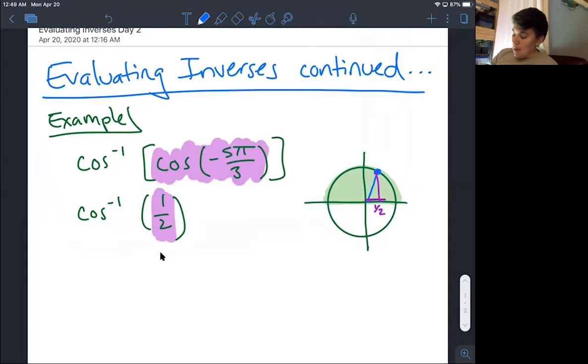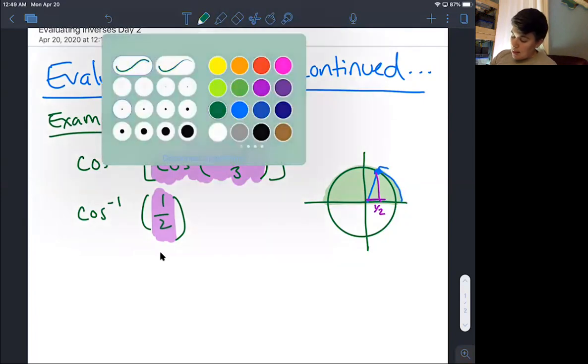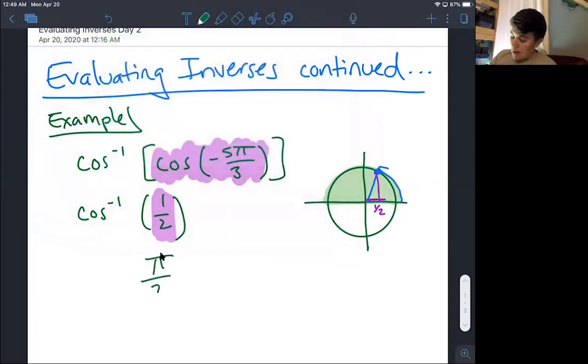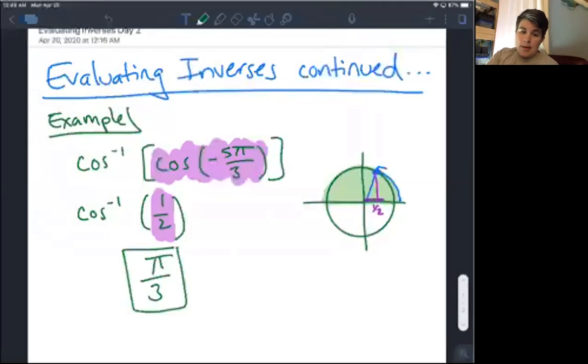So that means I'm going to go up here, and that is just pi over 3. And that is going to be my answer. Remember, I don't need a solution set around it. If you want to put a box around it to signify answer, that's fine. You can do that. That's great. So that would be my answer for that one right there.